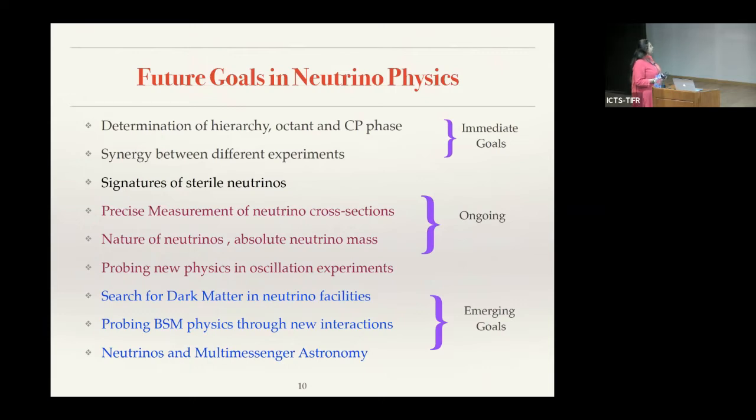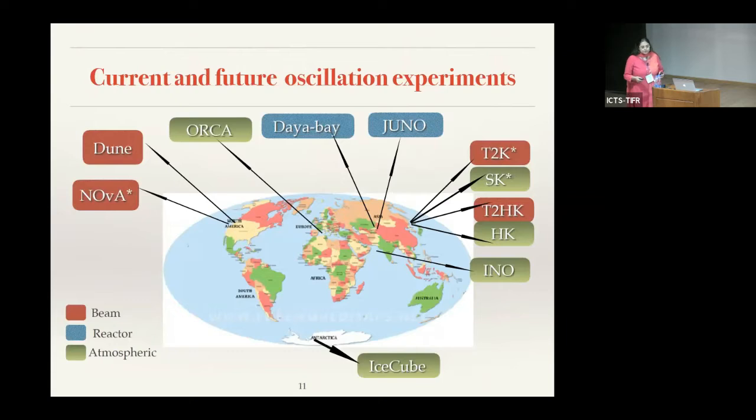Then probing new physics in oscillation experiments. Physics like non-standard interactions or sterile neutrinos can affect the oscillation. There are some emerging goals, like the search for dark matter in neutrino facilities, probing BSM physics through new interactions in neutrino facilities, and neutrinos and multi-messenger astronomy. So I will try to cover as much as possible.